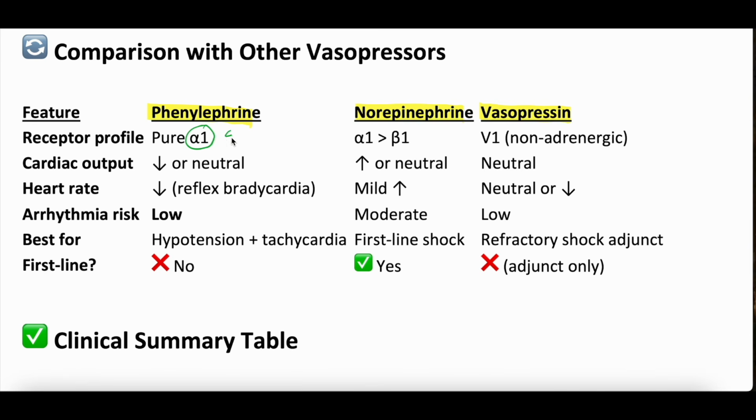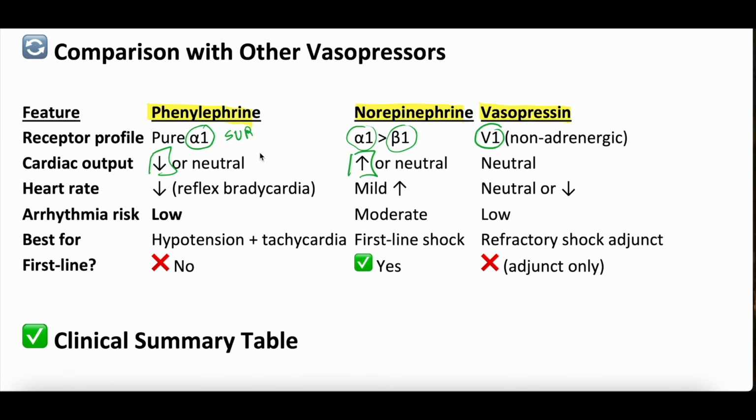So if we compare phenylephrine with norepinephrine and vasopressin, the receptor profile for phenylephrine is pure alpha 1. So this is pure systemic vascular resistance. Whereas norepinephrine is primarily alpha 1 with a little bit of beta 1. And vasopressin is actually non-adrenergic, non-catecholaminergic, and it works on the V1 receptor, which also causes vasoconstriction just through a different mechanism. Cardiac output with phenylephrine either doesn't change or actually goes down. Cardiac output with norepinephrine either doesn't change or goes up. And cardiac output with vasopressin doesn't tend to change.